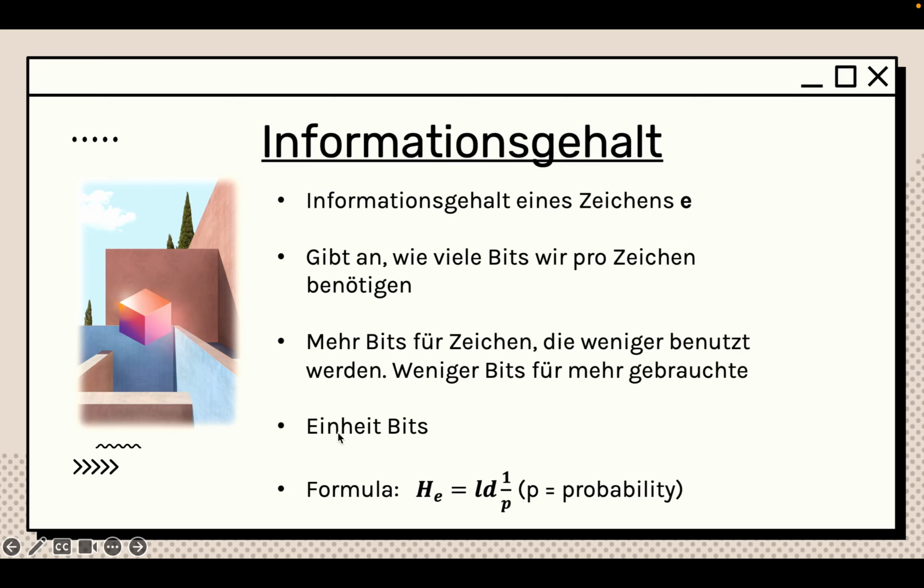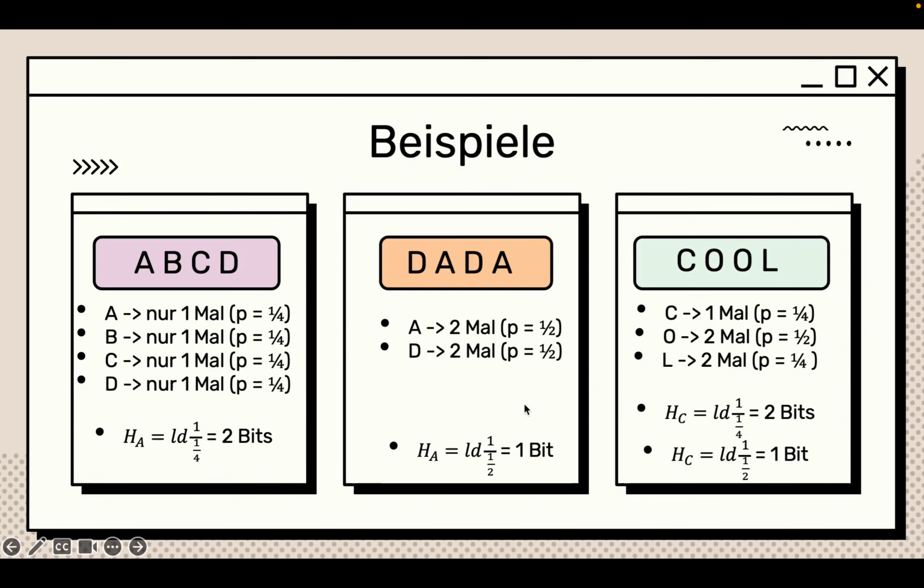The units in this Informationsgehalt are bits. That means we use just bits for this. And the formula for this is H equals LD of 1 over P. P equals probability is not really true. It's more like P is equal to the number of repetitions we have of this said Zeichen, so to speak. So let's go ahead and begin this.